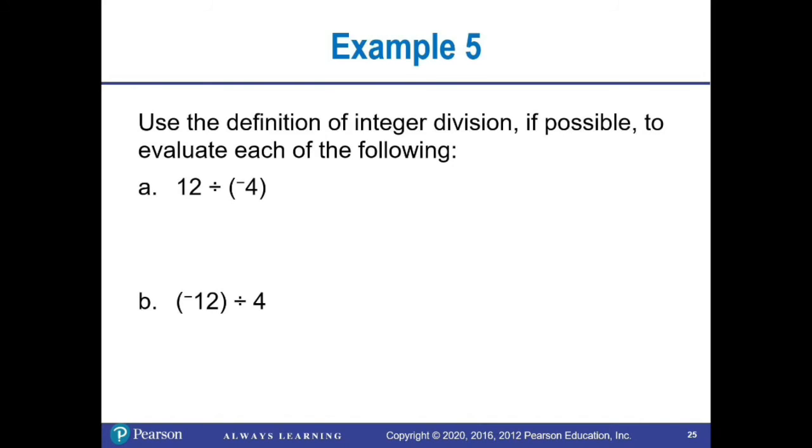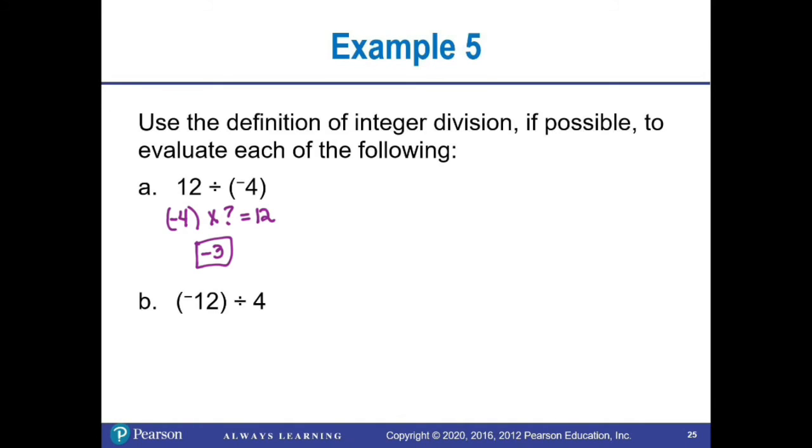Let's use the definition of integer division to evaluate each of the following. So 12 divided by negative 4. I ask myself, negative 4 times what makes 12? Well, I know that 4 times 3 is 12. I have to decide if I need a negative or a positive. A negative times a negative makes a positive. My answer is positive. So that tells me I need negative 3. Negative 4 times negative 3 makes positive 12.